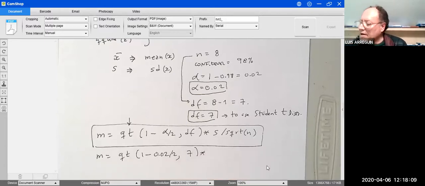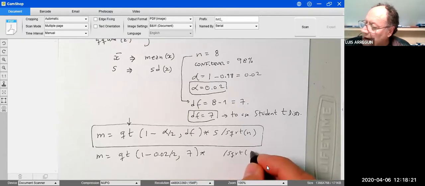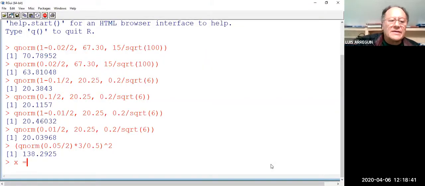We're going to compute that value and we're going to incorporate that value into our computation. So the standard deviation, I don't know yet, but we're going to divide that by the square root of n, which is 8. So let's do that. So we're going to start using our R console to be able to do the computations. So we're going to start first entering the data set.